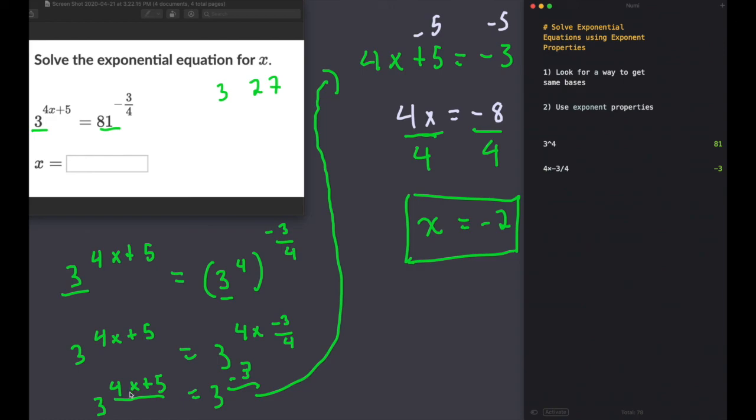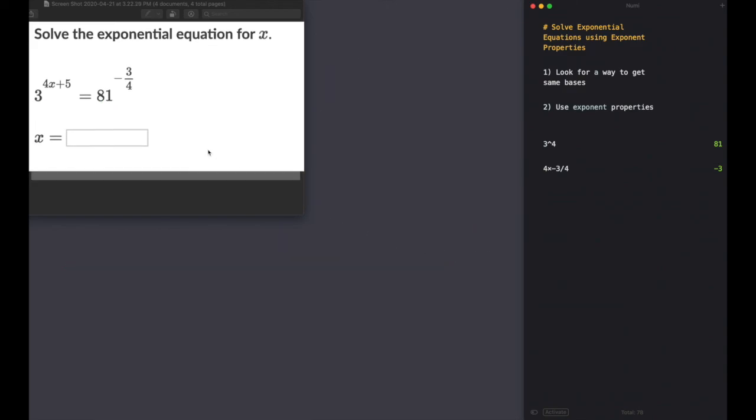The last kind of tricky thing is we ended up here, 3 to the 4x plus 5 equals 3 to the negative 3. If you have the same bases equaling each other, with the same bases, then you know those exponents must be equal to each other. Once we knew that, we just did old-fashioned algebra, and we got x equals negative 2. Okay, so let's try another one.